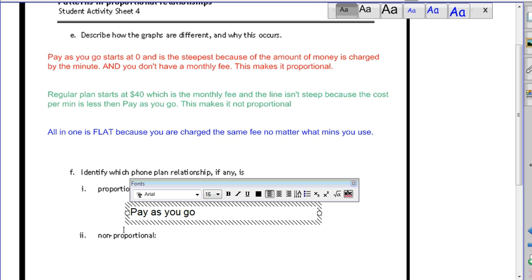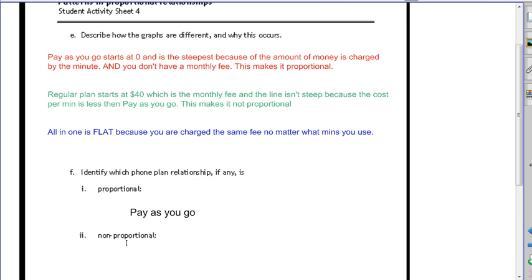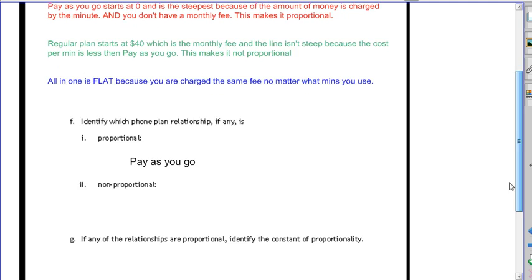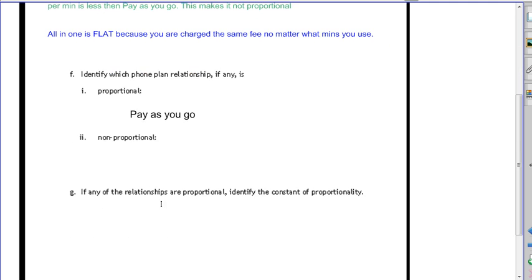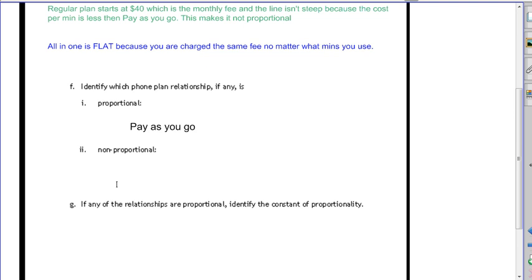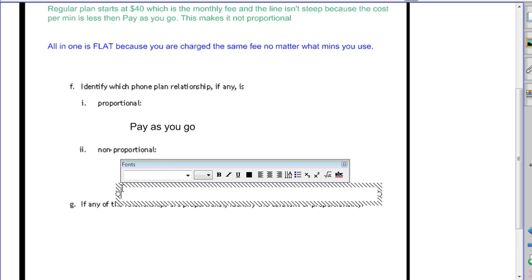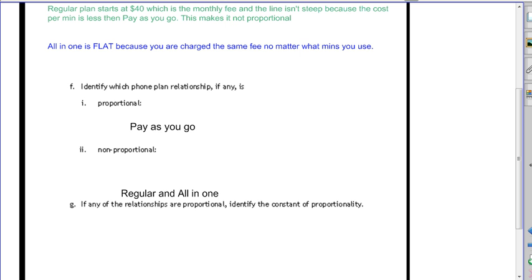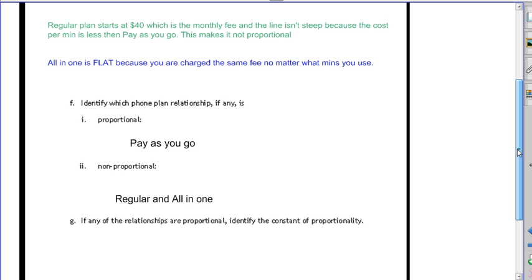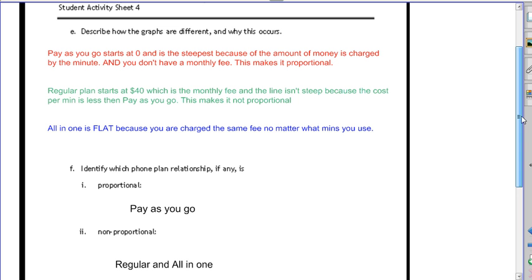And then the non-proportional plans: we know there's two, right? The other two were, what is it called? The regular and all in one. Those were the two non-proportional ones. Let me move this up. If I'm talking too fast or you need to, pause it right here at this screen so you can rewrite everything.